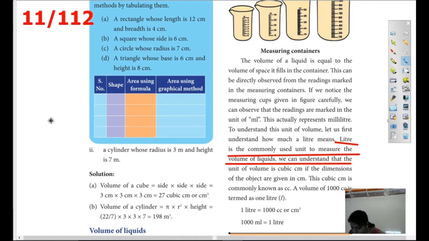We can understand that the unit of volume is cubic centimeter, if the dimensions of the objects are given in centimeter. This cubic centimeter is commonly known as cc. A volume of 1000 cc is termed as 1 liter. So, in terms of liter, we can convert the cc. 1000 cc is 1 liter. 1 liter is equal to 1000 cc. 1000 ml is equal to 1 liter. So, these are the values denoting a liter.